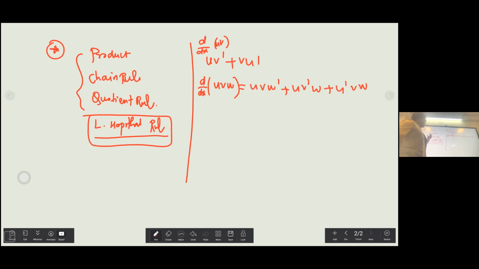Chain rule, I'm going to take certain examples. Quotient rule is basically the derivative of u by v. The derivative of u by v is, over v squared, vu dash minus uv dash. So vu dash minus uv dash over v squared is the derivative using the quotient rule.